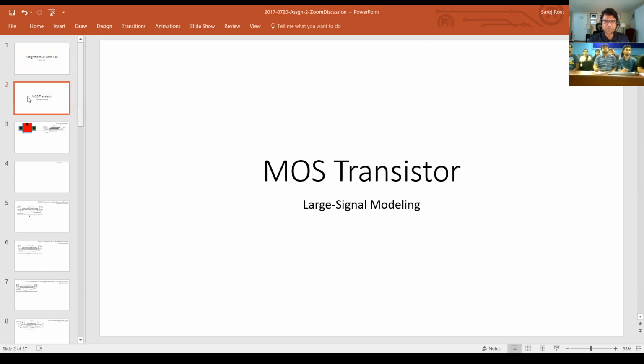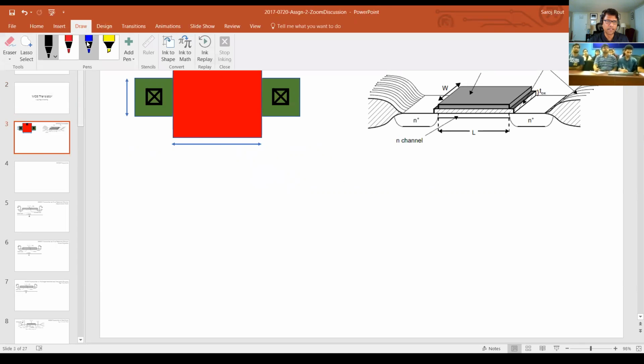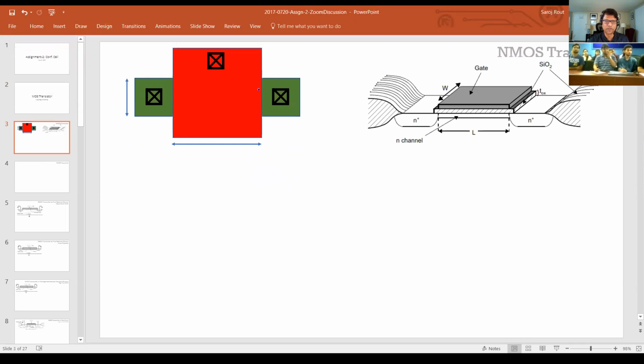Okay, so we'll start with the MOS transistor large signal modeling. This is just a very rough sketch; some of you have probably already done layouts for transistors. Usually you put what's called a diffusion layer, and then you put a poly layer on it, which is your gate. This is your top view. And if you look for a 3D view of that, that's how it'll look.